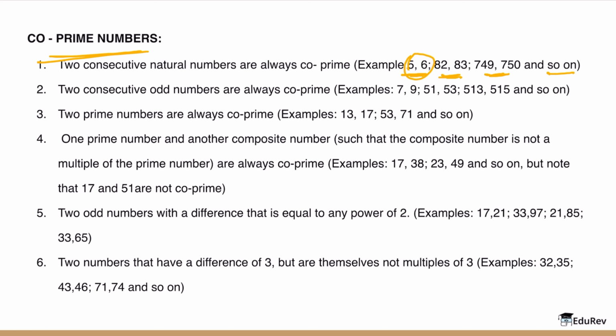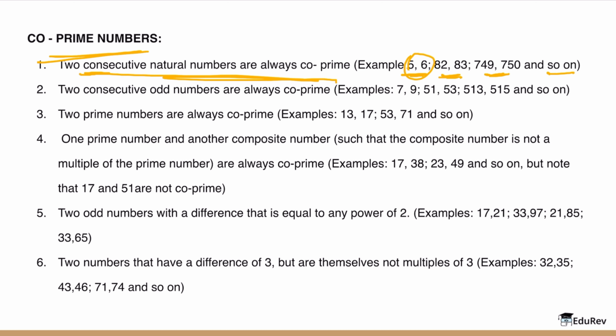Okay, so I hope you people are understanding what co-prime numbers are. Co-prime numbers are a pair of numbers that do not have any common factor other than 1. So if any two numbers do not have a common factor other than 1, they have to be co-prime. And that is the reason this property arises in the first place: two consecutive natural numbers are always co-prime because they do not have any factor other than 1.